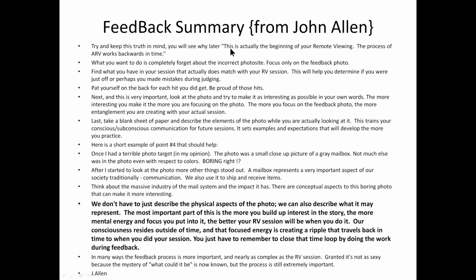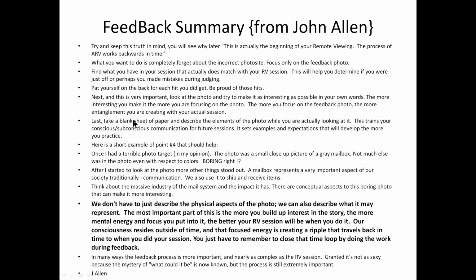Try to keep this truth in mind. This is actually the beginning of your remote viewing. The process of ARV works backwards in time. What you want to do is completely forget about the incorrect photo site. So we're not going to show it. We're not going to talk about it. Focus only on the feedback photo.